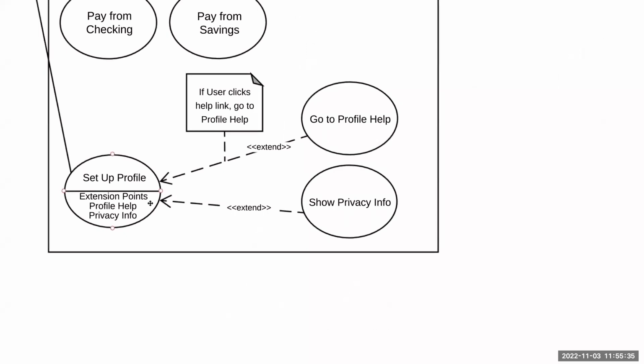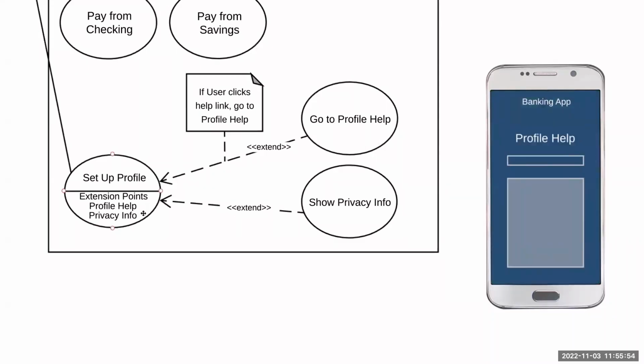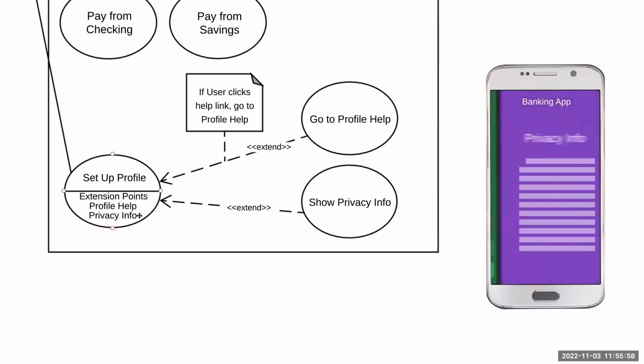Extension points are just a detailed version of extend relationships. This use case shows that a customer can set up their profile in our banking app. And then these extension points show us that when a customer is setting up their profile, they'll have the option to navigate to a couple different screens. If a customer is confused, they can go to Profile Help. And if they want details regarding their private information, they can go to Privacy Info.